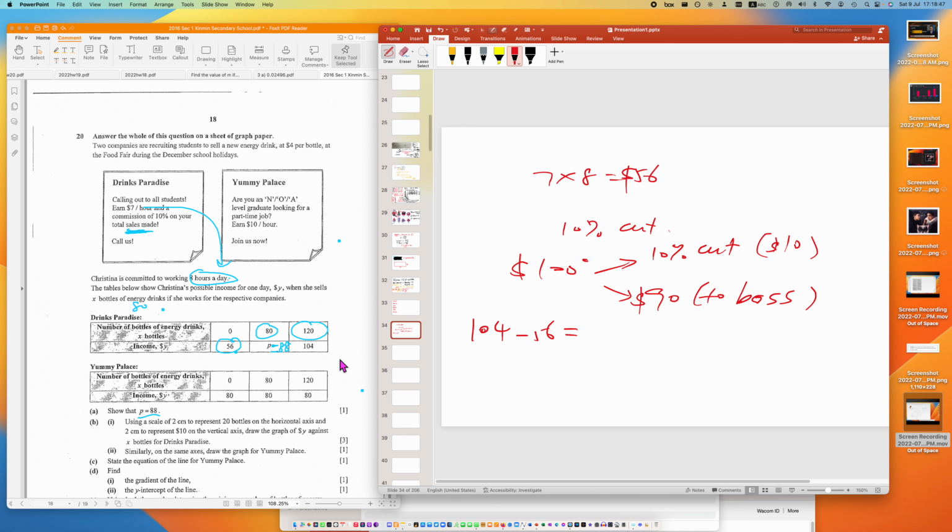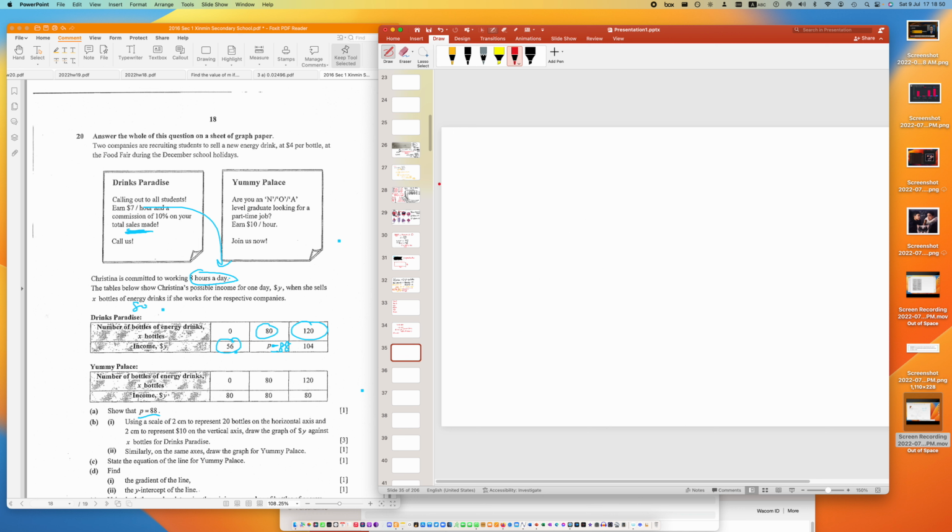So basically the salary, the income, is given by the commission plus the standard 56. So for the first case, zero bottles means zero commission, so no commission. Then you minus the value for commission, this one, 104, and then you can figure out the commission. You just minus 56 to find what the commission was.